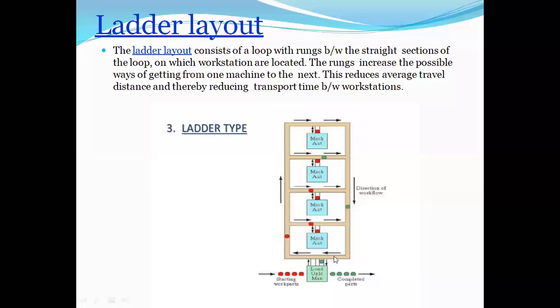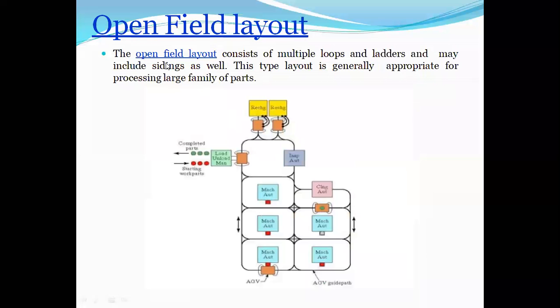The components will be loaded here, and you can see the direction. The components will move in one direction and come back, or they may move to the next workstation, and again come back. This is one directional flow and this is the other direction. So this is a ladder type of workstation. If this ladder type of workstation is connected with different multiple loops, then it becomes an open field. That is your open field layout, which has multiple loops as well as the ladder structure.